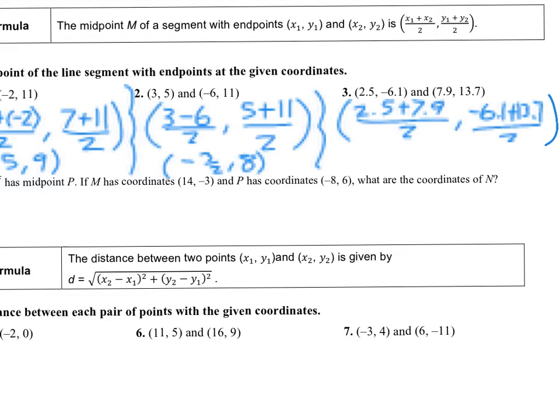So 2.5 plus 7.9 is 10.4. Half of that is 5.2. 13.7 minus 6.1 is 7.6. Half of 7.6 is 3.8.